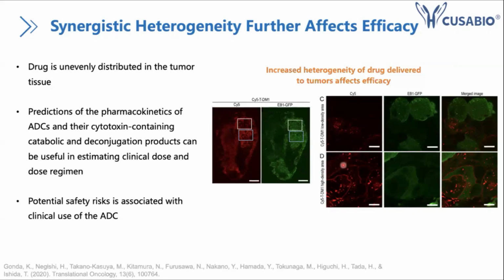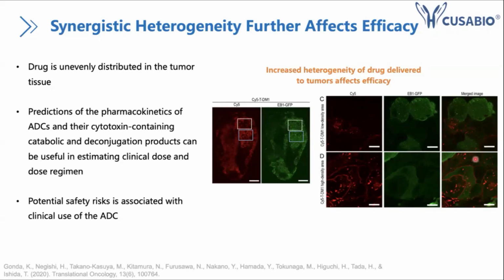So this is a fluorescent labeled ADC. When you see the red here, this is the labeled ADC, and the green part here is the tumor site. You can see that in the merged image, the ADC drug is unevenly delivered to the tumor site. And definitely this will affect efficacy. And also it can raise potential safety risk to the clinical use of ADC.